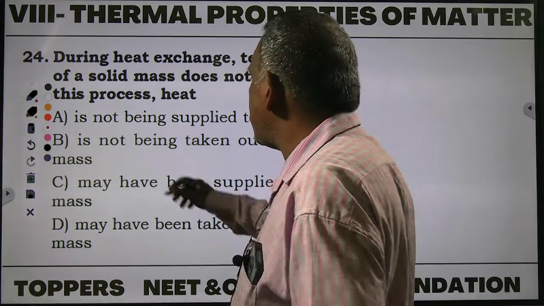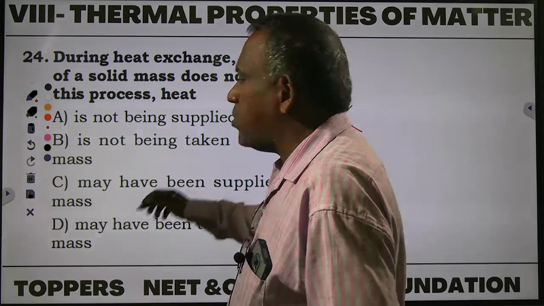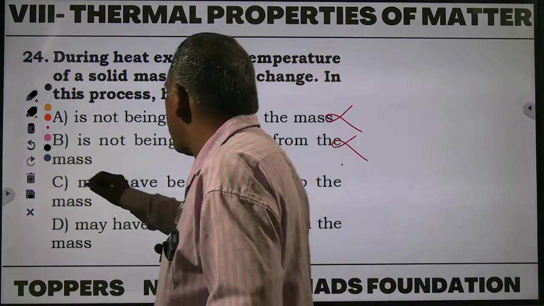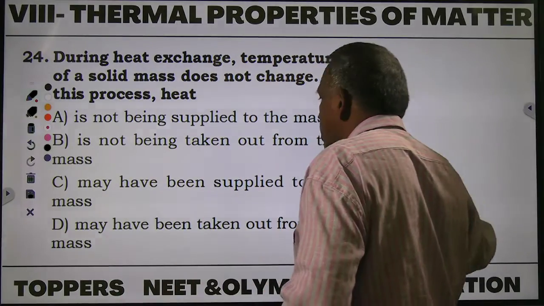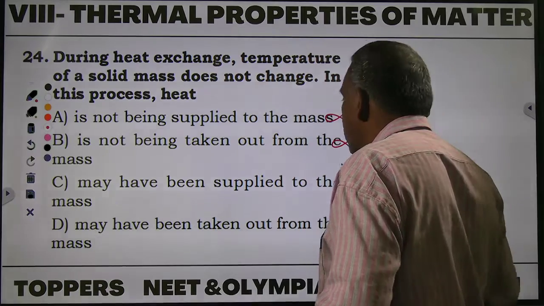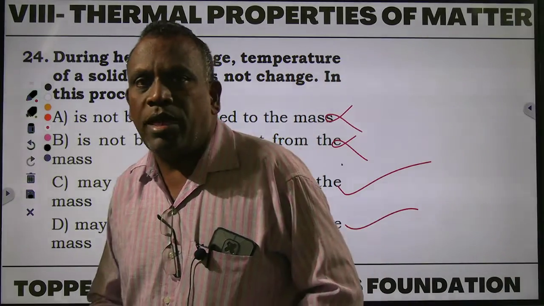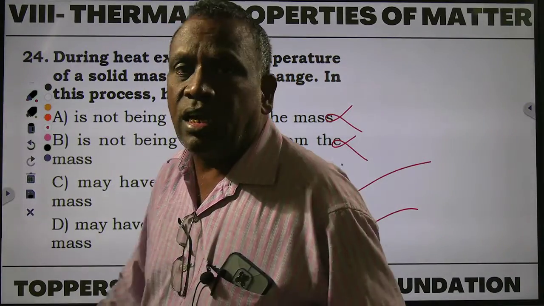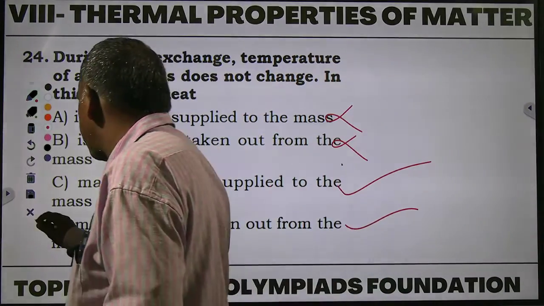And option B, heat is not being taken out of the mass, that is also not correct. So then C and D: heat may have been supplied to the mass, or may have been taken out of the mass. So that's why C and D are the correct options for this question.